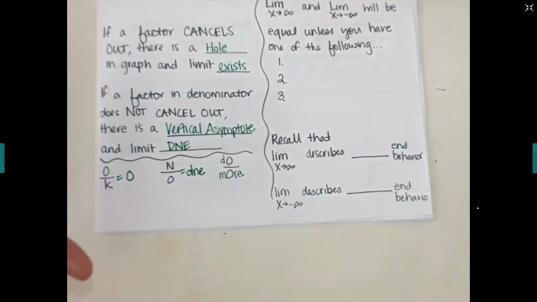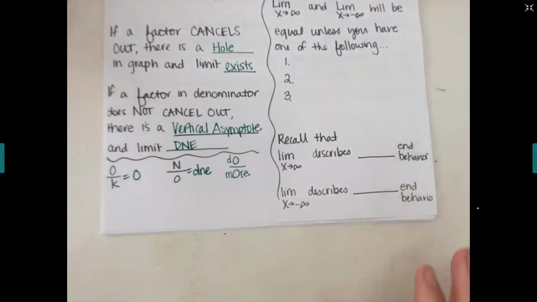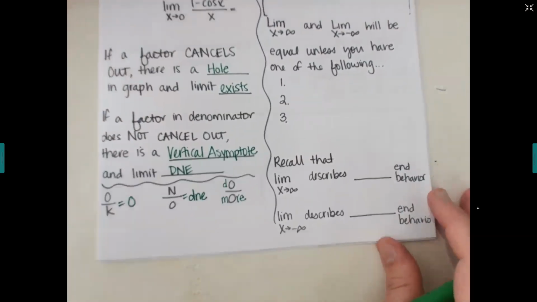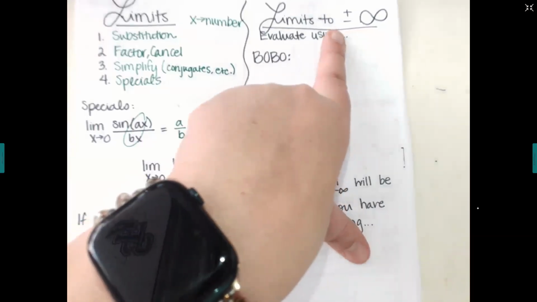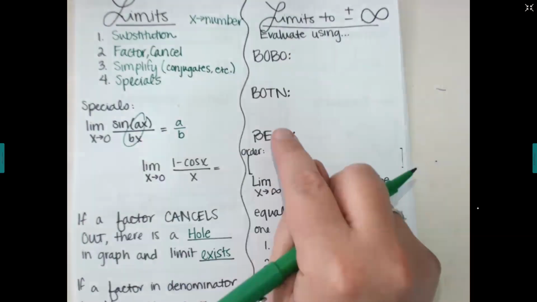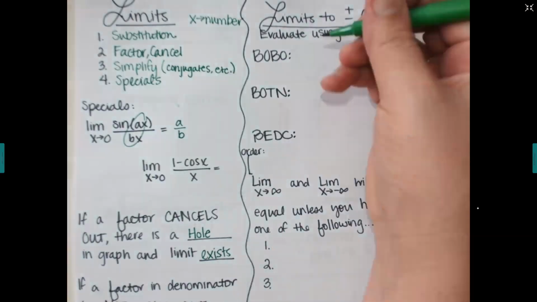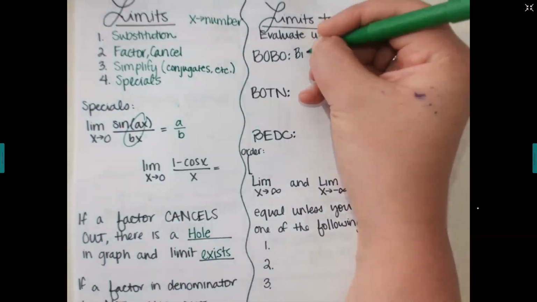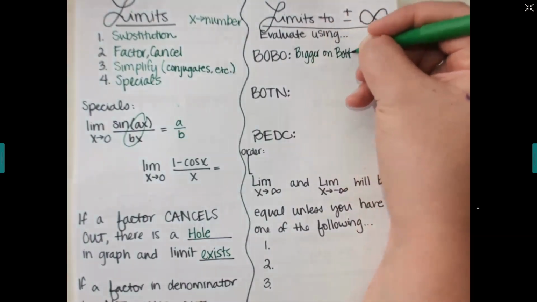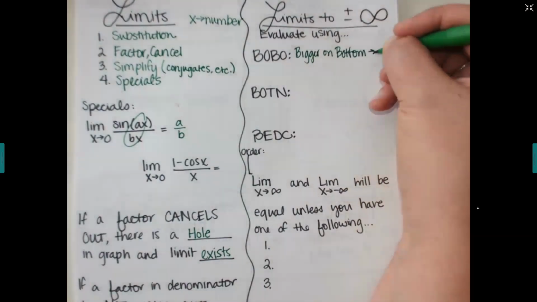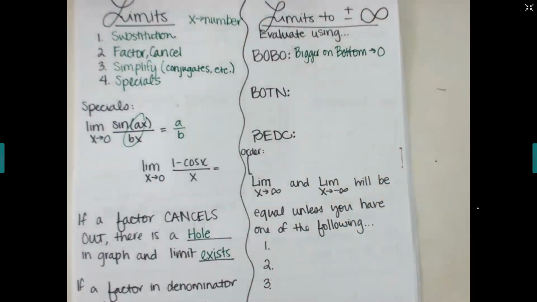All right, let's run down the right side and then we're going to do some examples off your review. So if your limit is going to a number, that is what you do. What about if your limit is going to infinity or negative infinity? You're going to use Bobo, Botan, Betsy. Bobo stands for bigger on bottom. And if it's bigger on bottom, that means that the ends go to 0. That's an arrow.